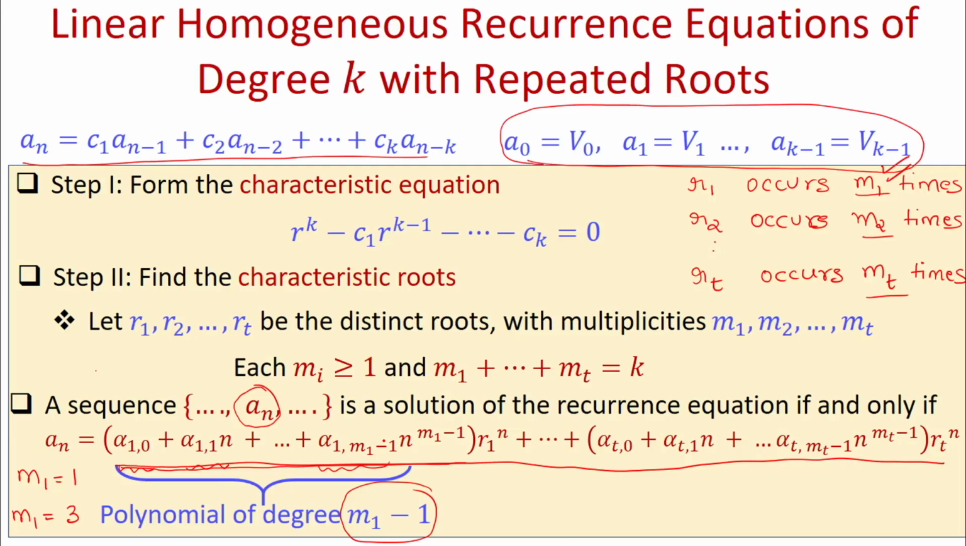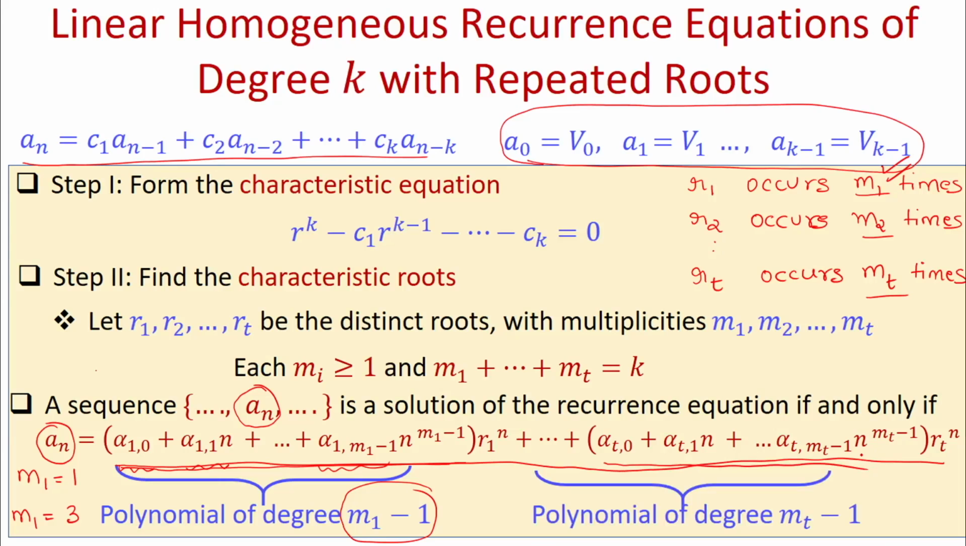The next term in this general term will be an unknown polynomial of degree m2 minus 1 multiplied by the second characteristic root power n. And like that, the last term will be a polynomial of degree m of t minus 1, because the last characteristic root, namely r of t, has multiplicity m of t.